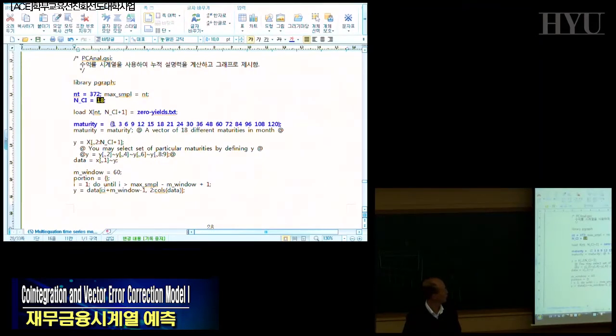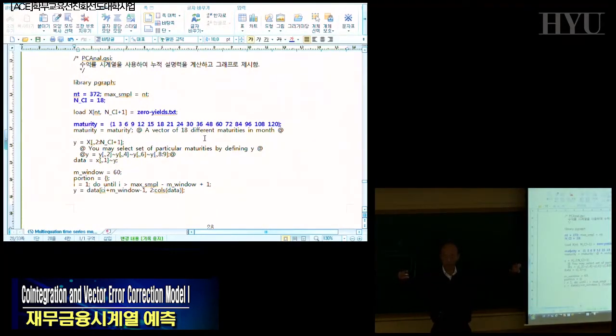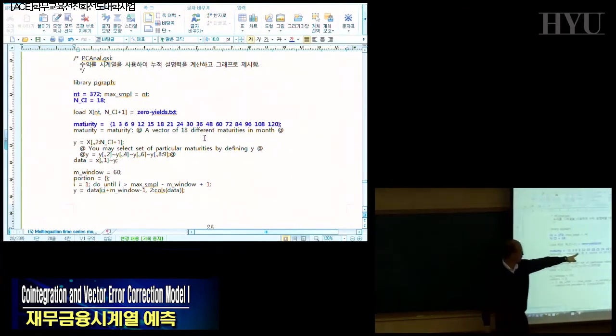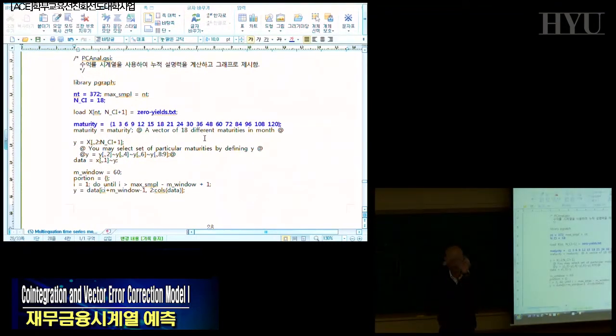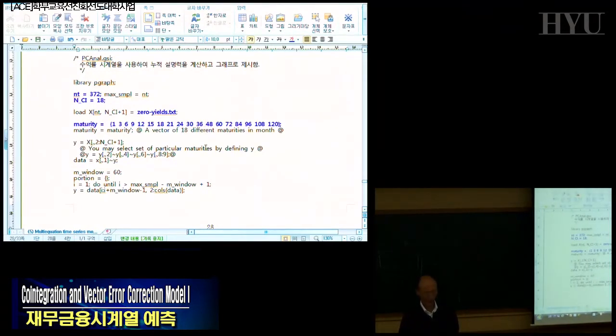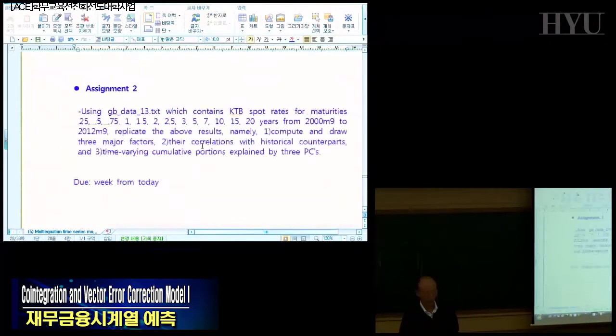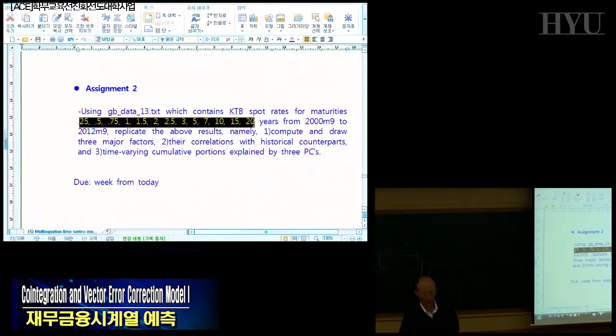And then the maturity, this number, in Gauss, if we define maturity in this way, you're creating a row vector. And if you transpose it, then it's going to be a column vector. So typically, if they don't say anything, when we say vector, we usually assume column vector. So you need to replace that with this one.